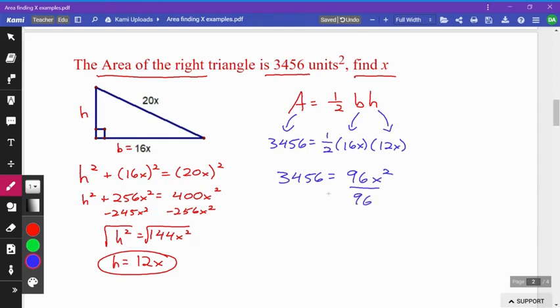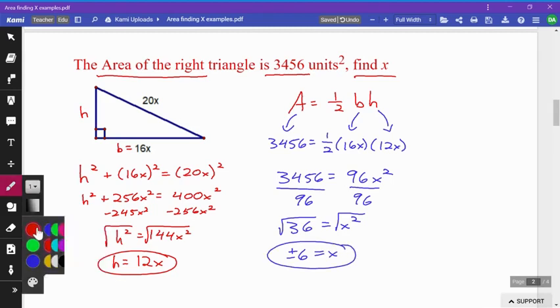Now if I divide over by 96, that will give me 36 equals x squared. Take the square root. I get plus or minus 6 is going to equal x. So now remember to check your answers. If I plug a negative into the side length, it will give me a negative side length, so that's not going to work out. So x equals 6 is going to be the final answer.